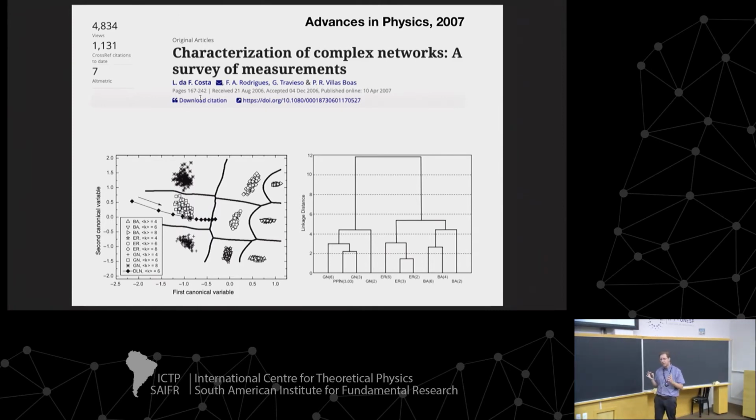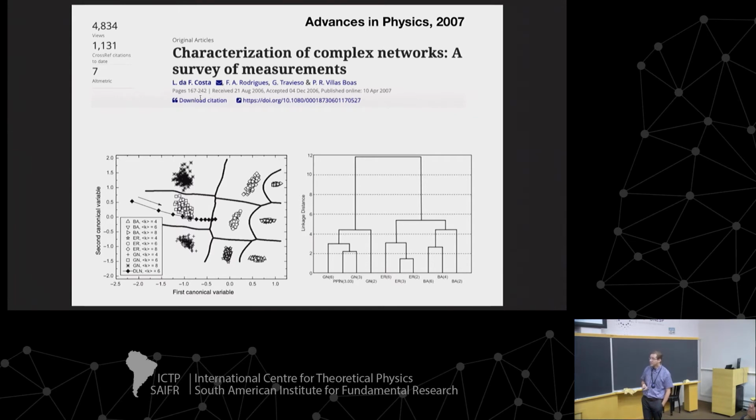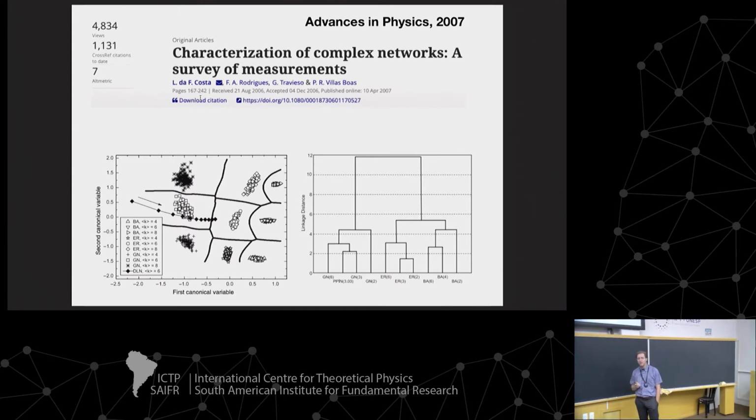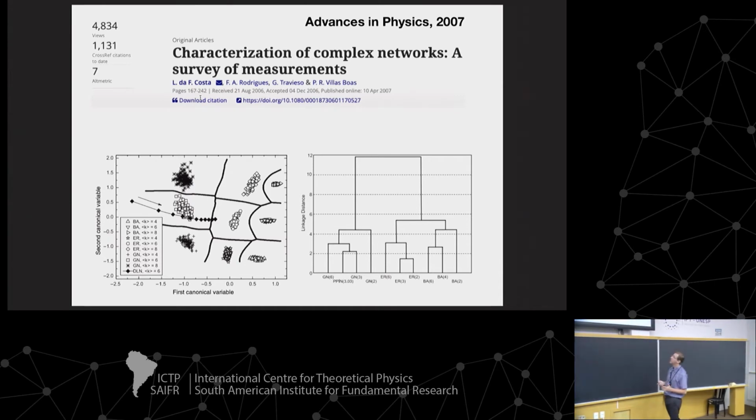So in networks, the idea of using machine learning can be, for instance, to try to extract patterns of connections inside the graph, to study its structure, okay? For instance, in this paper published in 2007 in Advances in Physics, maybe it's the first paper that used machine learning to study networks. In this paper, we proposed a method to classify networks according to a set of models, okay?